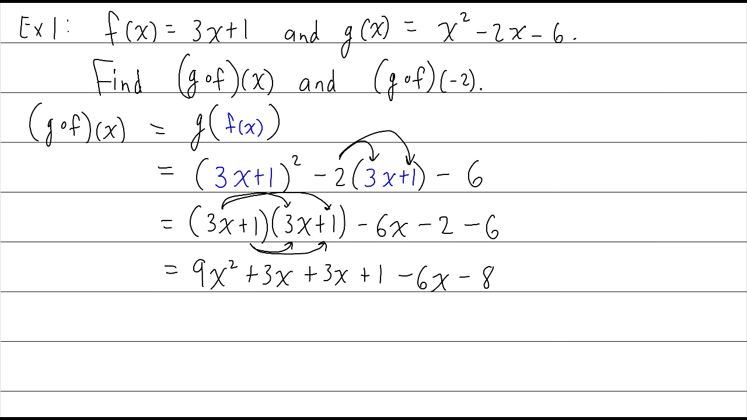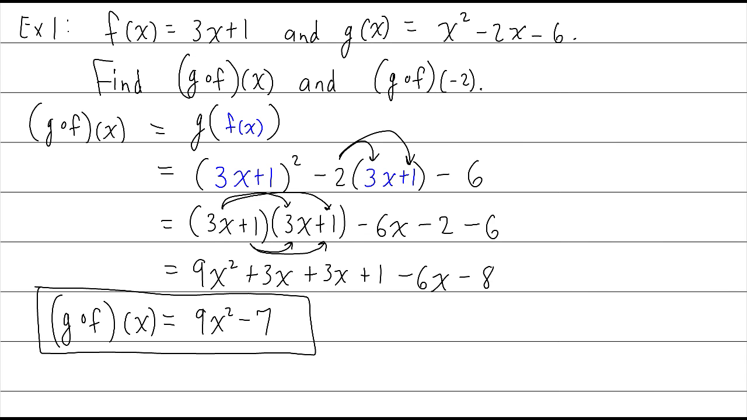All right, and then like terms, so I have 3x plus 3x, that's 6x. Minus 6x is 0. They canceled each other out. Okay, so all that's gone. And then I have 1 minus 8, and that's negative 7. So 9x squared minus 7 is g of f of x. Okay, so there we go.